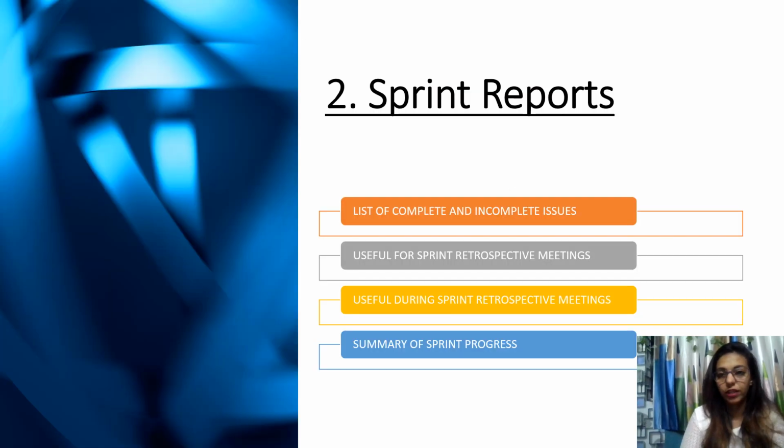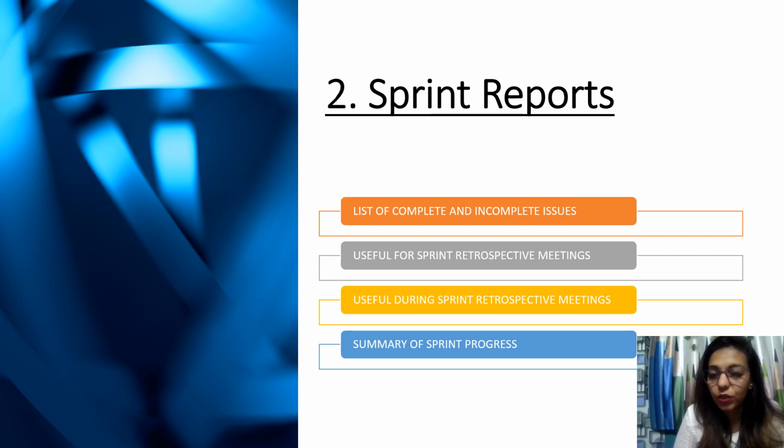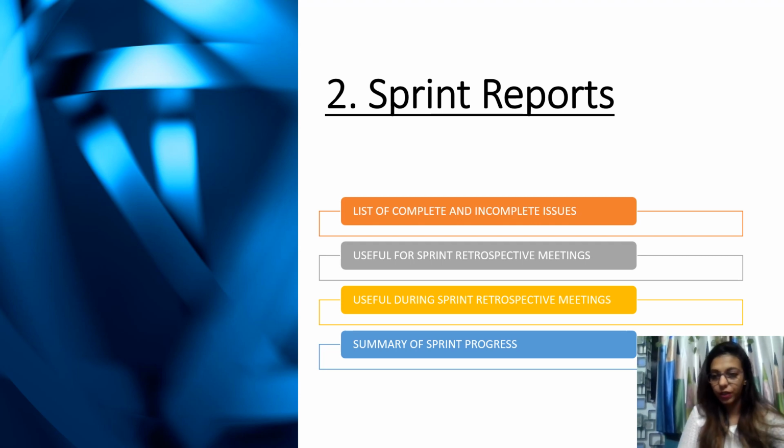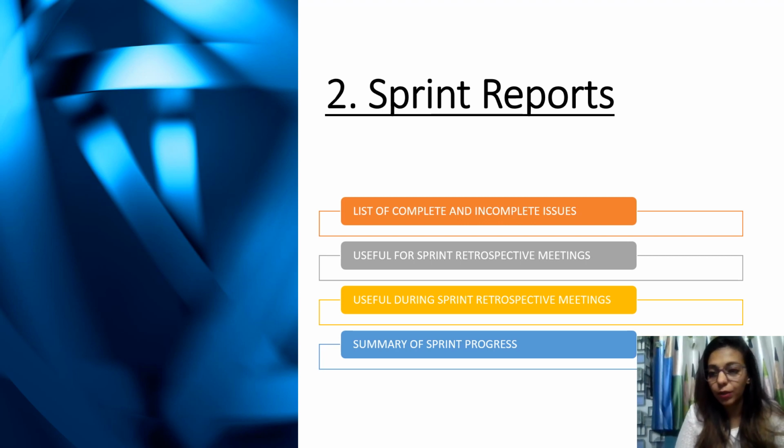So moving to the next, sprint reports. These are the reports which show us the diagnosis for the completed and the incompleted issues. Okay, during a retrospective, see every report has its own significance. Now during the retrospective, we can open the sprint report and we can actually find out. One more thing additionally to this is, these are the real-time reports.